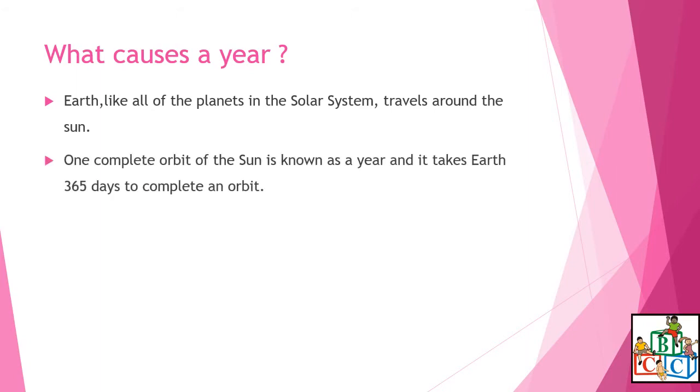So what causes a year? One complete orbit of the Sun is known as a year, and it takes the Earth 365 days to complete an orbit. So what causes a year? The complete rotation of the Earth around the Sun causes a year, which means 365 days.